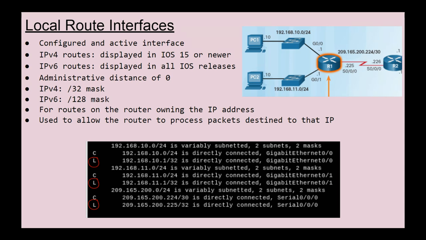It allows the networks to not require a large number of host routes since the networks of the interfaces are advertised with their proper mask. The host routes are only needed on the router that owns the IP address in order to process packets destined to the IP address. It also has a /32 mask for IPv4 and a /128 mask for IPv6. The local host route is for routes on the router owning the IP address. It is used to allow the router to process packets destined to that IP.